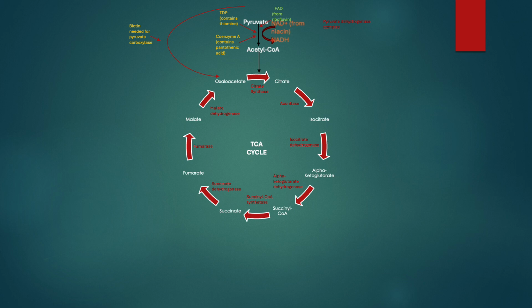Pyruvate can also be converted to oxaloacetate by pyruvate carboxylase when oxaloacetate is low. This enzyme requires biotin for this reaction.